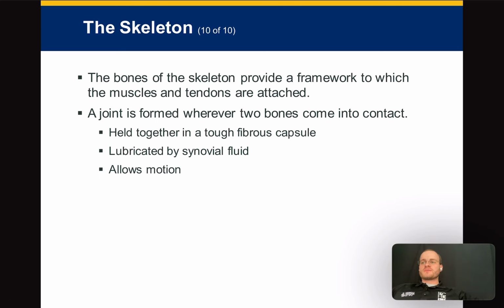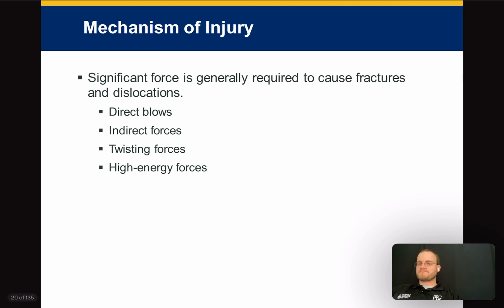The bones of the skeleton provide a framework to which the muscles and tendons are attached. We've said that. A joint is formed whenever two bones come into contact. Usually these are held together by a fibrous capsule. And the fluid, when these rub together, is called synovial fluid. Synovial fluid is the lubricant in a joint that provides lubrication and a little bit of cushioning. And so when you have a joint, this allows motion.